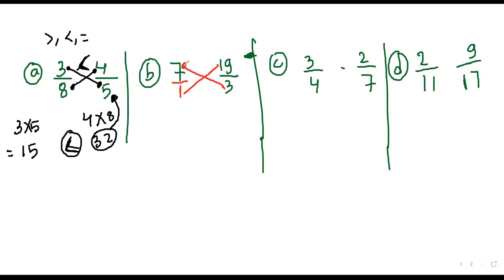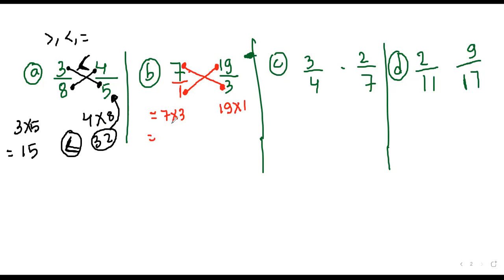So the first cross is connecting 7 at the numerator and 3 at the denominator, and the second cross is connecting the second numerator, which is 19, and the first denominator. Now the thing that you have to do is just multiply the things that are connected through the cross. So 7 and 3 are getting connected over here, so it will be 7 times 3. And further, the second cross is connecting 19 and 1, so just like 19 times 1.